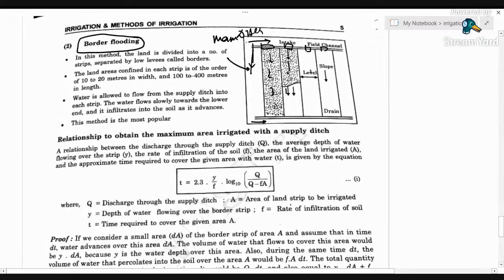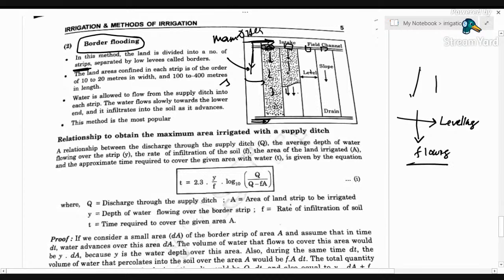In the main ditch the water is supplied, and here one outlet will be there. Through this outlet, the water is allowed to flow onto the field. So why is it called border irrigation? We divide the entire land into small strips. The water flows in this direction, and in this direction we level each individual strip.